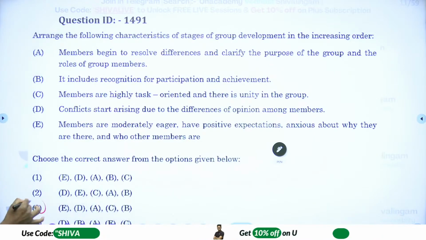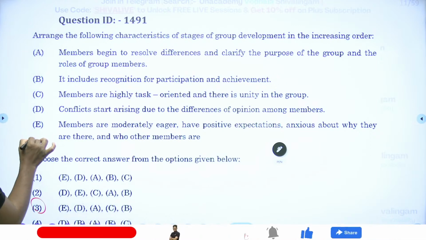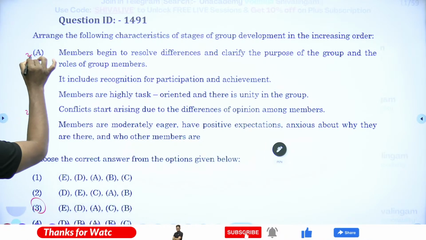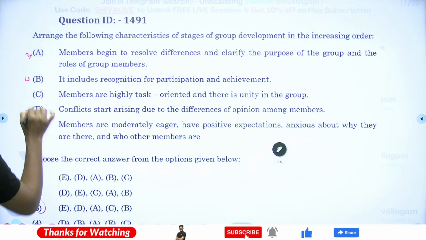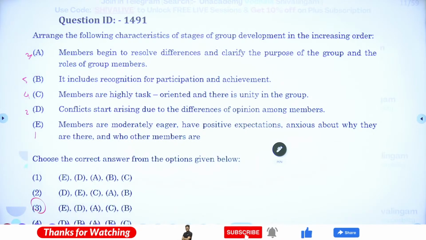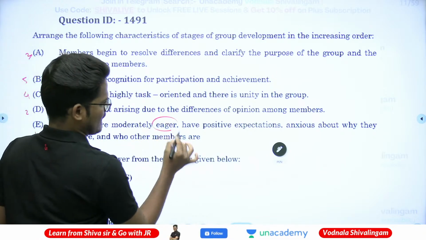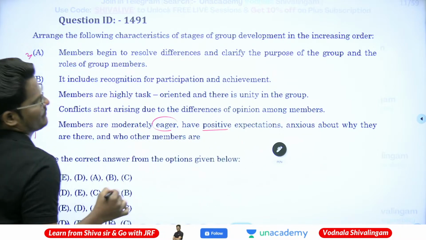Answer is C. EDA-CB. So the stages of group development are: members are moderately eager and have a positive expectation.